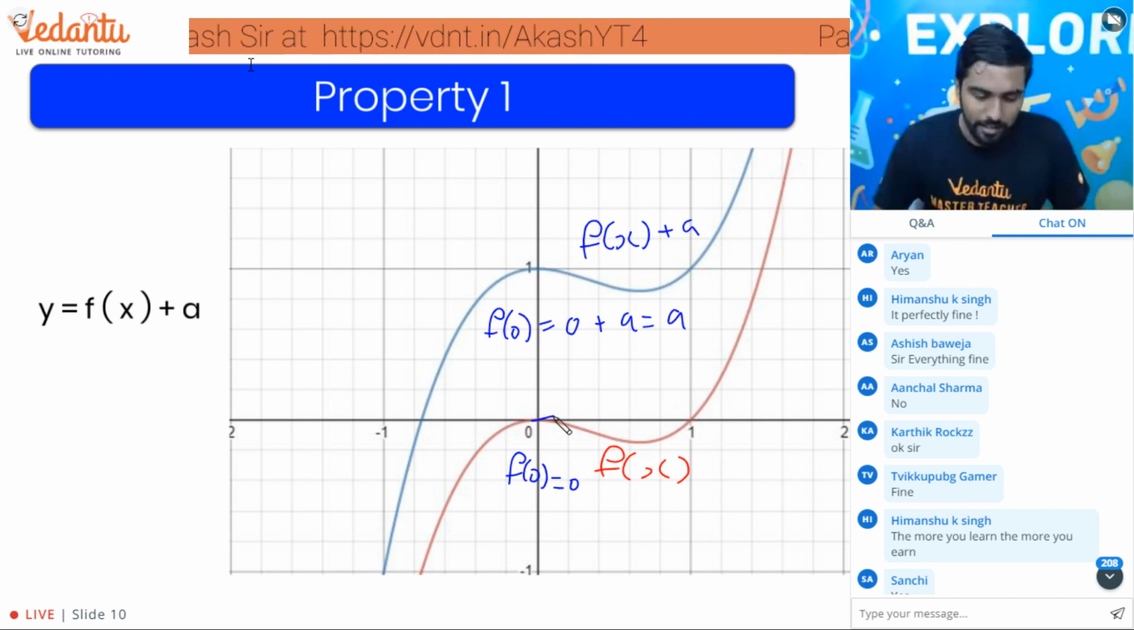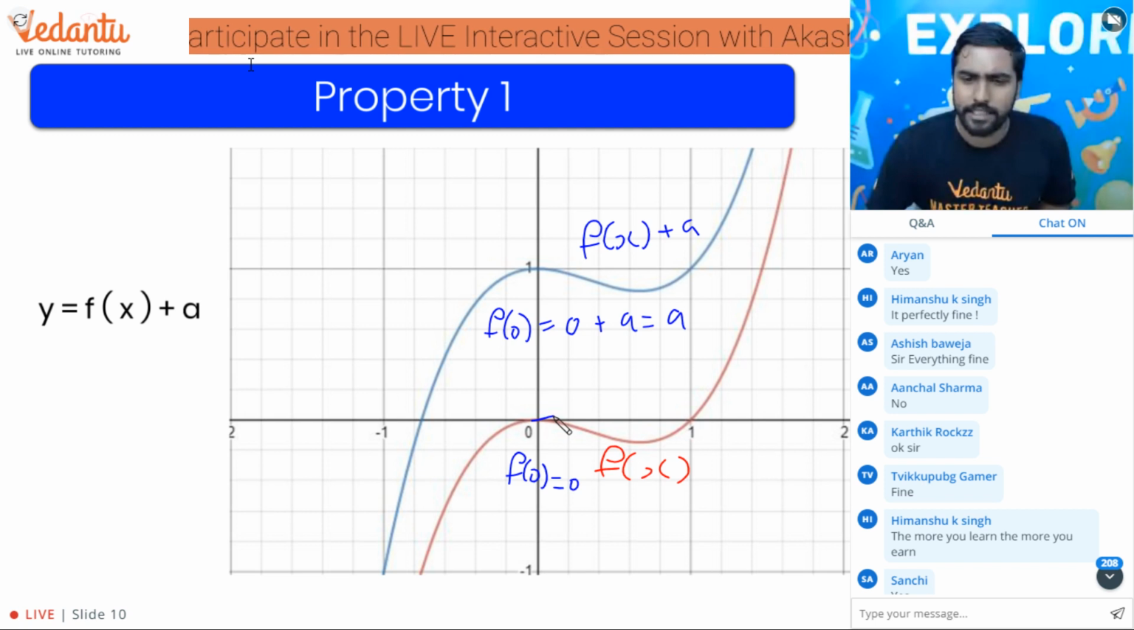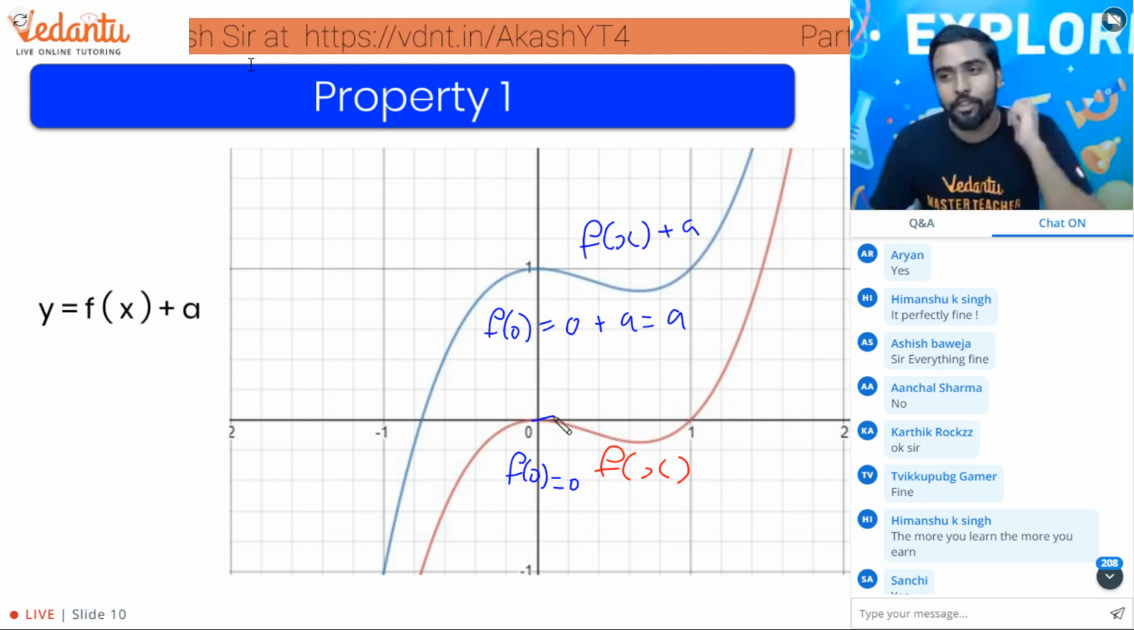Okay. Now, this is an interesting question. See, now I'll give you some basic hints about what exactly the graph of mod x looks like. So this is the graph of mod x. Now, I won't tell you what the graph of minus mod x looks like.